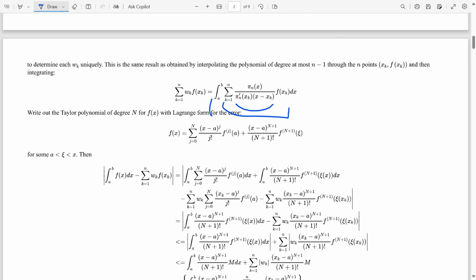Given a quadrature formula of degree n, we can write out the Taylor polynomial of degree n and the Lagrange form for the error, assuming that the function f of x has continuous n plus first derivative. Computing the error in the quadrature formula, the Taylor polynomial cancels out and leaves the error terms with the n plus first derivative in them.